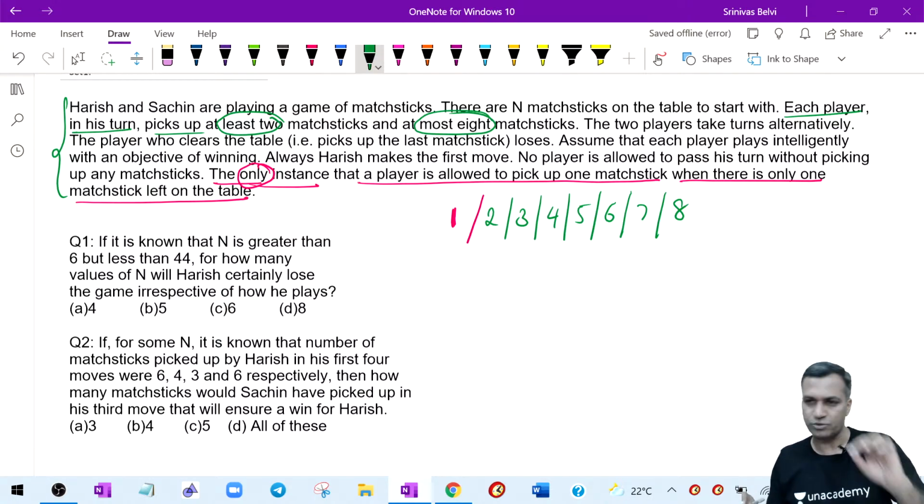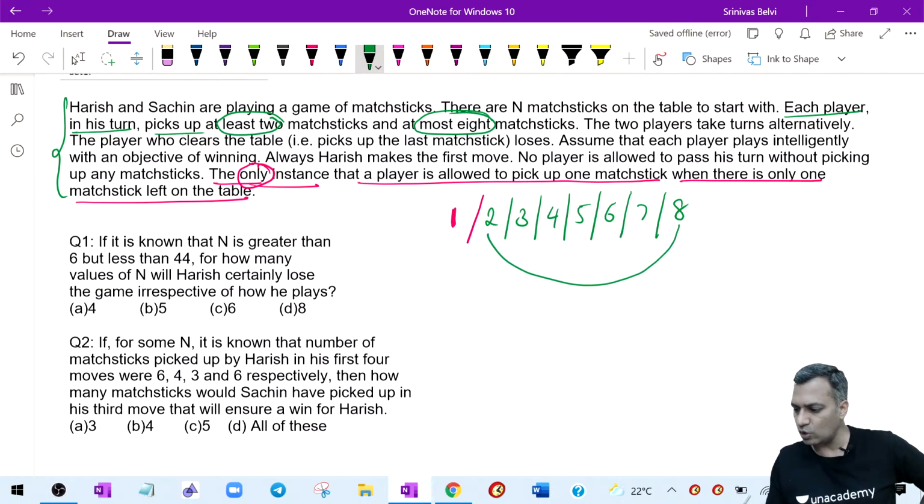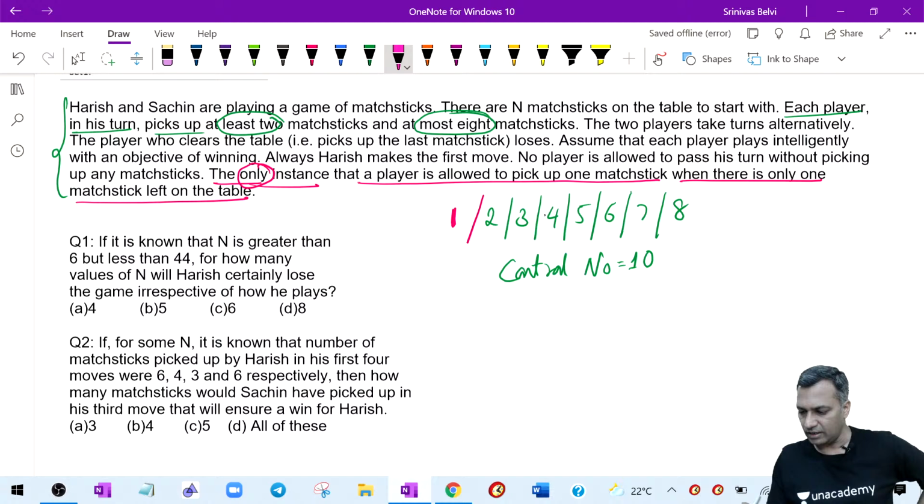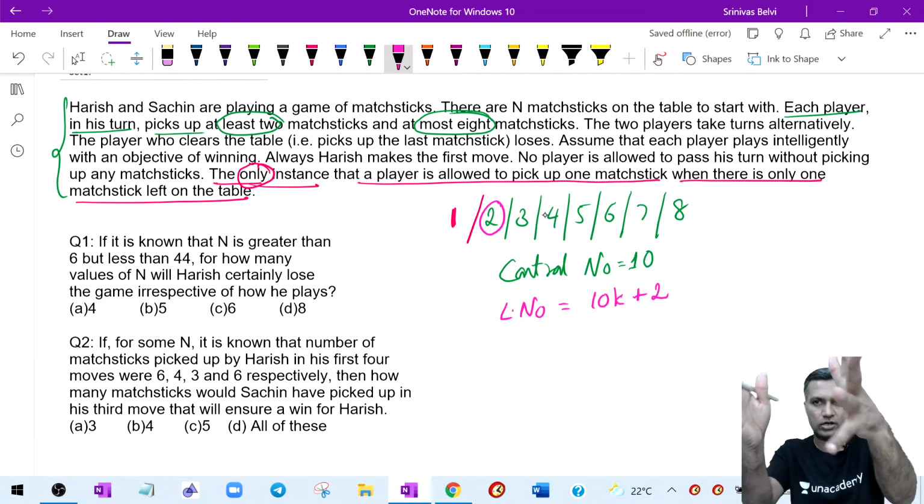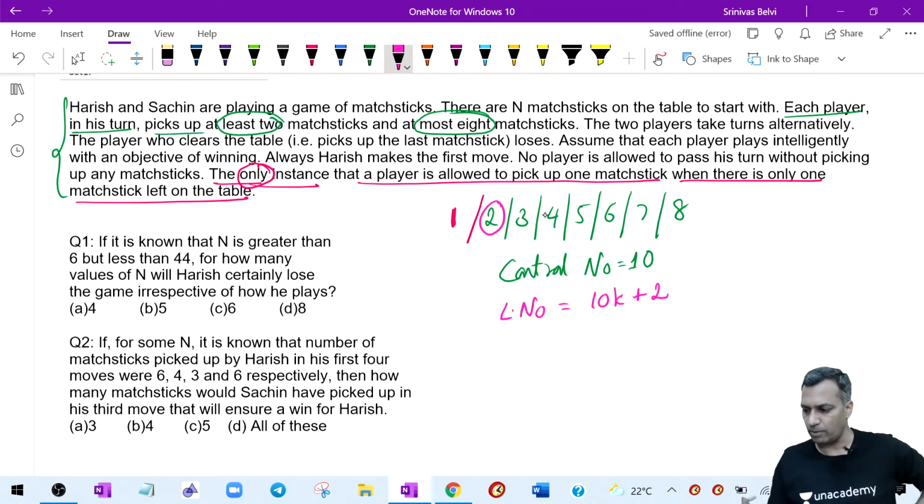We are raising an exception, which implies, see, 8 plus 2, as you said, that control number is 10. Listen, all of you carefully. Control number is 10. However, the losing number is 10k plus 2 because 2 is how I can push my opponent to the corner. By using 2, I can push my opponent to the corner.